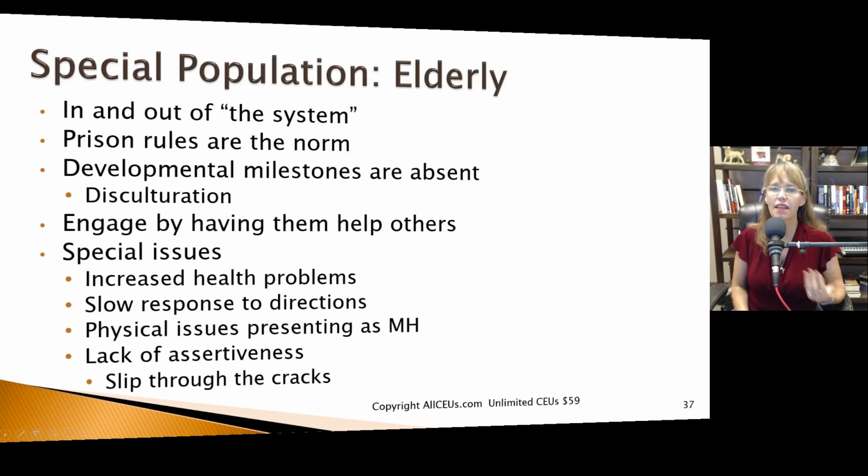The elderly, when they are released, have often been in and out of the system. For them, prison rules are the norms, and a lot of times developmental milestones are absent. This is called disculturation or institutionalization. Engage them by having them help other people. The elderly population that's in the criminal justice system also often struggles with increased health problems, a slower response to directions because of the slowed cognitive processing, physical issues that are misdiagnosed as mental health issues, and lack of assertiveness.